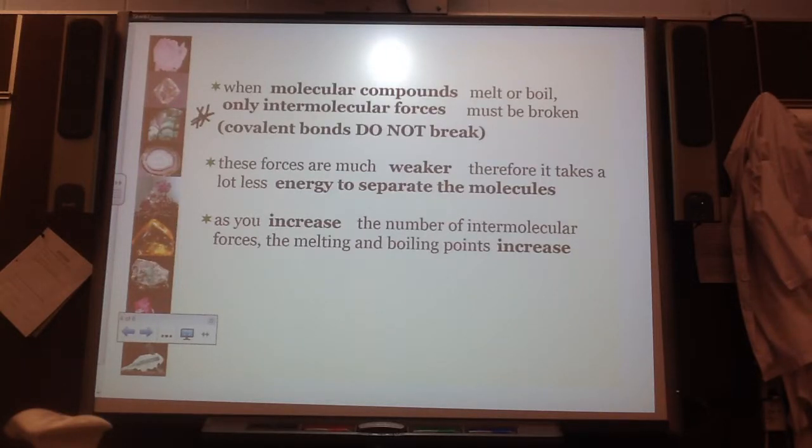So it's all of the bonds between the molecules that would break, like the hydrogen bonding, the London dispersion, and the dipole-dipole. Because these forces are much weaker, it takes a lot less energy to separate the molecules. As you increase the number of intermolecular forces, the melting and boiling point increases.